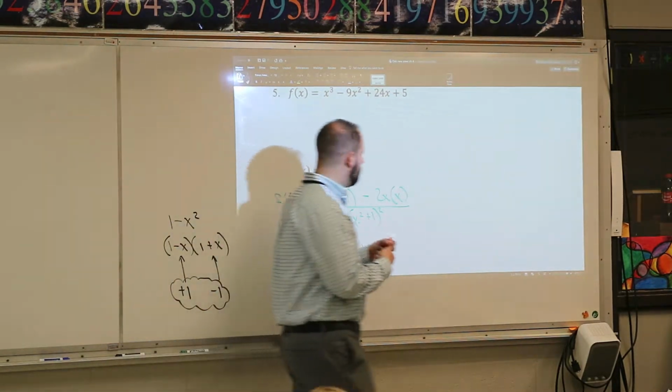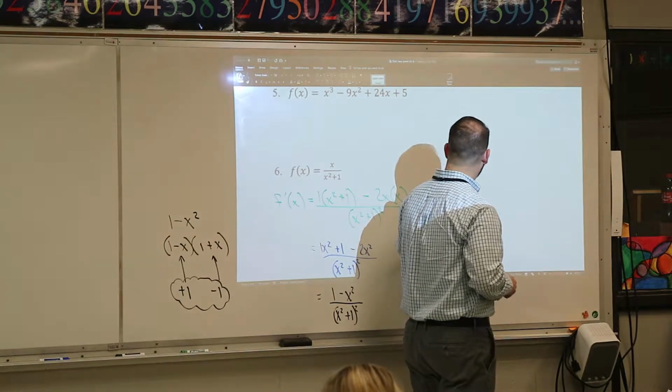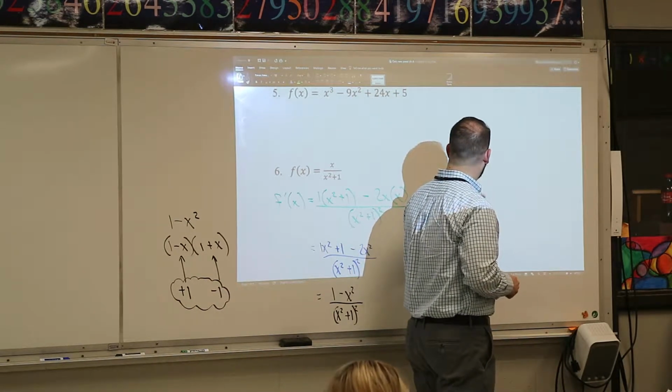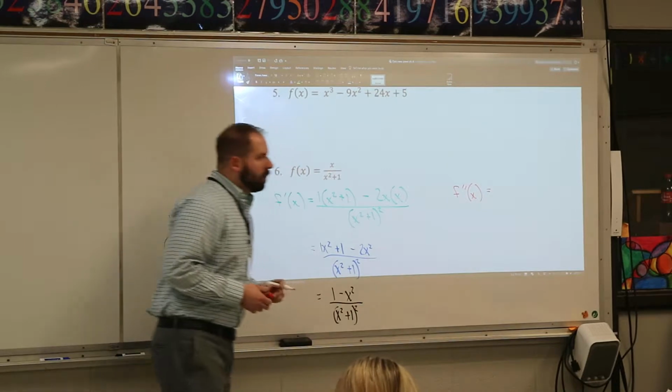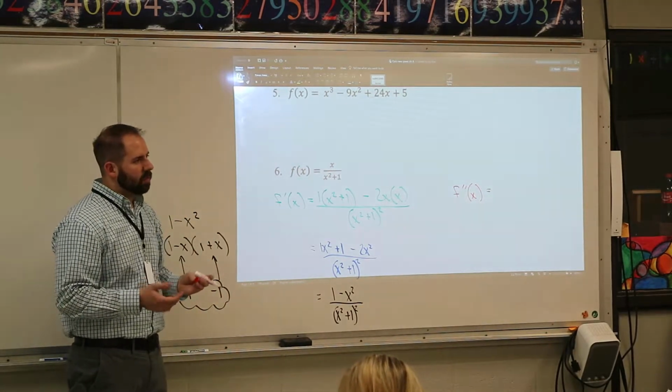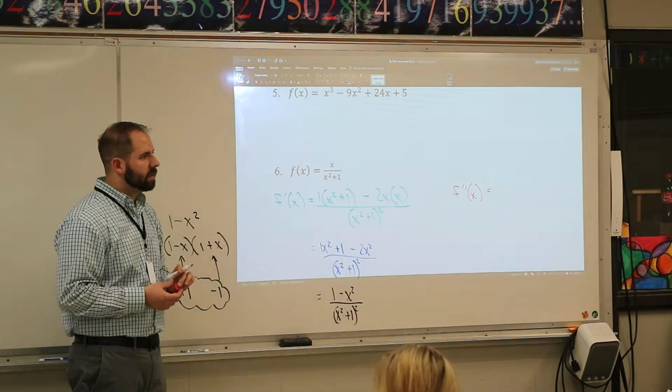There's going to be a chain rule. There's a chain rule on the bottom. No, it's just x squared, it's not the derivative. It's still a chain rule. When you do the derivative of the bottom, you go back and use the chain rule.